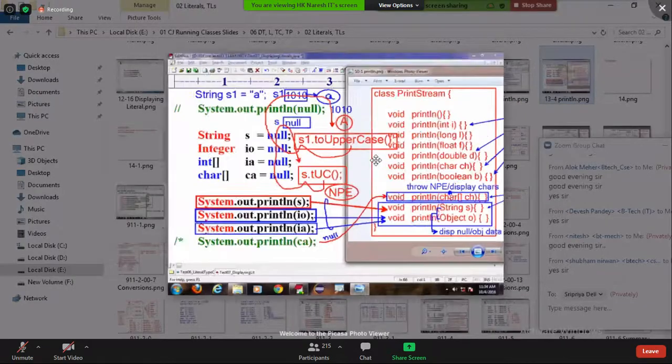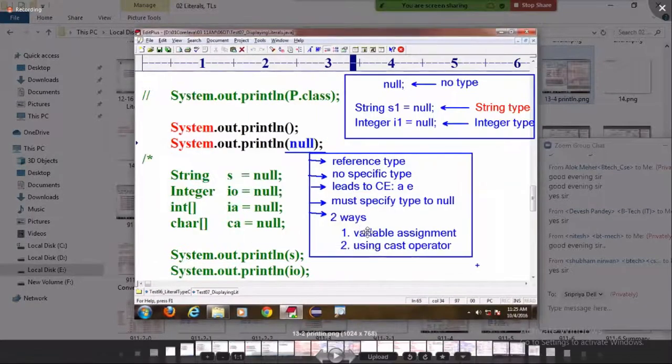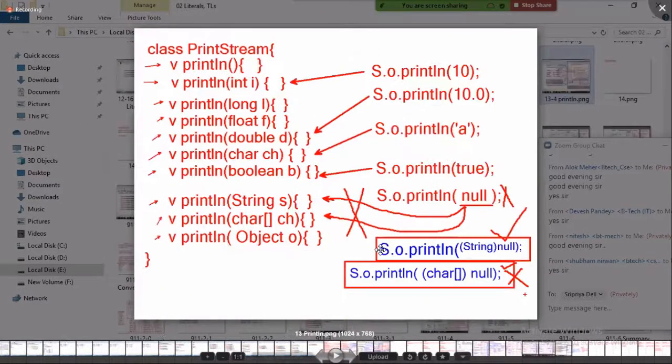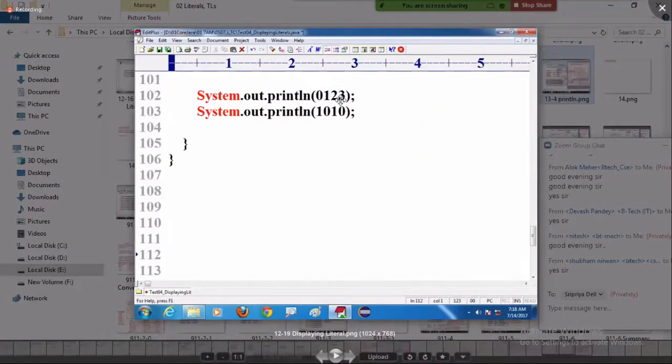In the last class, I gave a test case that some of you remember. If you display 0, 1, 2, 3, what was displayed yesterday? 83 was displayed. Why was 83 displayed?